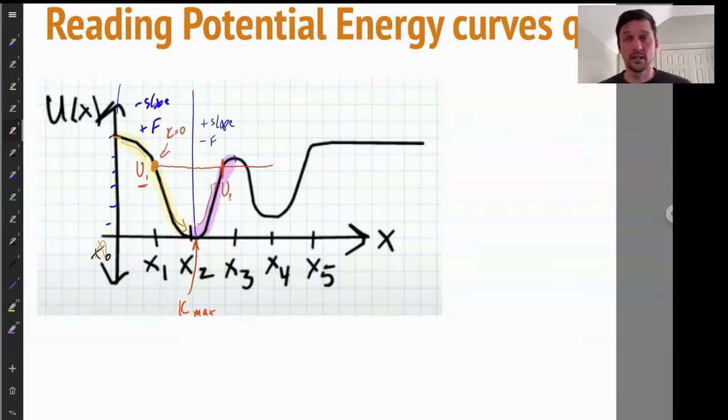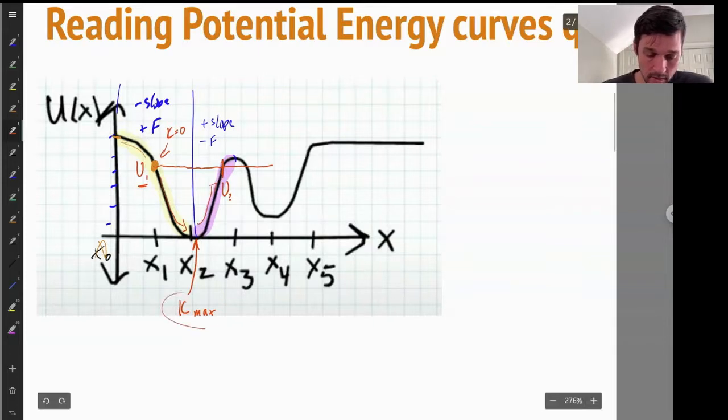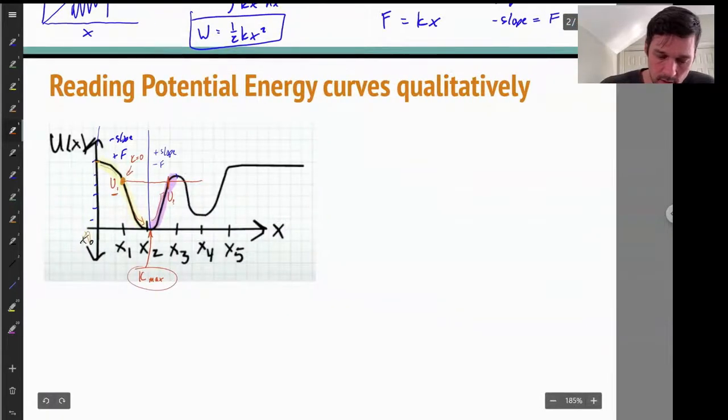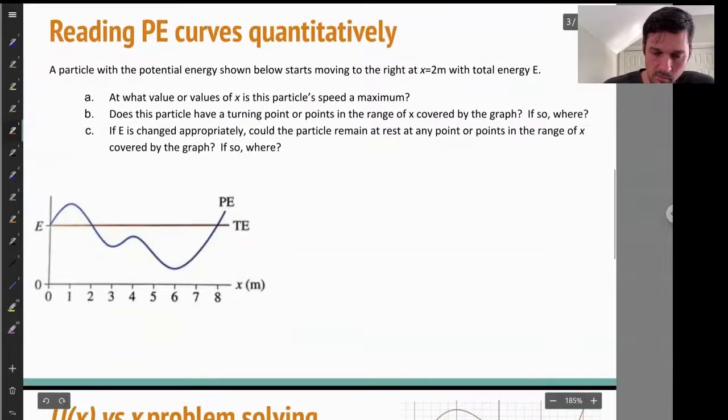So we can get a sense of which direction the force is acting, and which direction the thing is going to go, based on the slope of the potential energy. And we can also tell something about the kinetic energy based on where the potential energy is the least. It starts with potential energy and uses it all up. That's going to turn into kinetic energy. So let's look at that quantitatively.